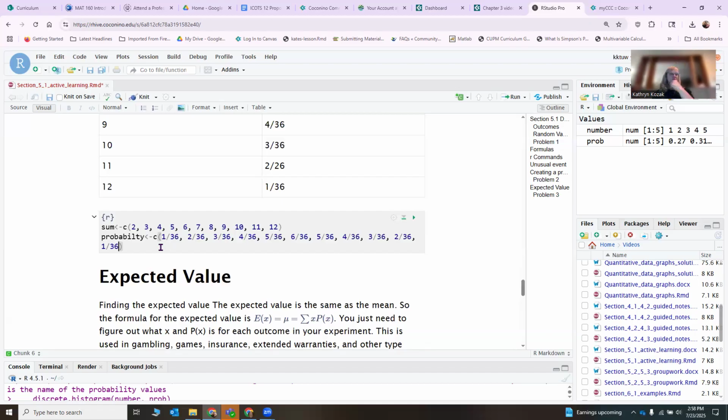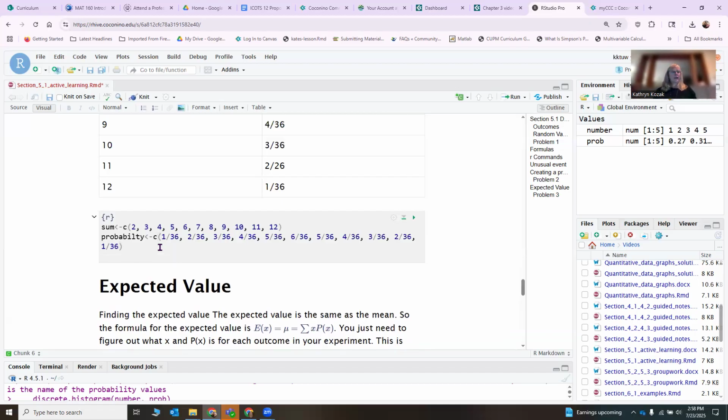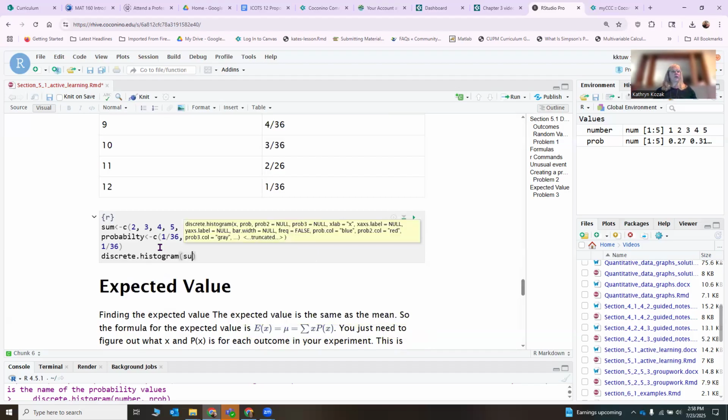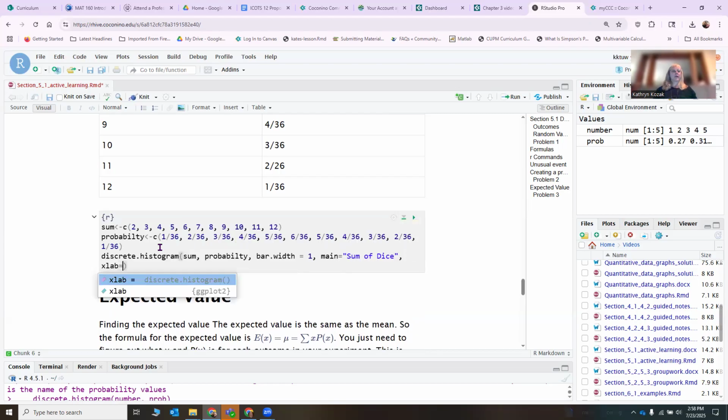All right. So now that we have those in there, we can get our histogram. Discrete histogram. We're going to do sum, probability. Again, I want my bar width to be 1. And I'm going to do my main to be sum on the dice. And I probably would like my xlab to be sum.